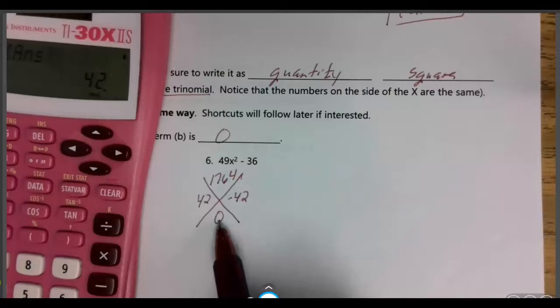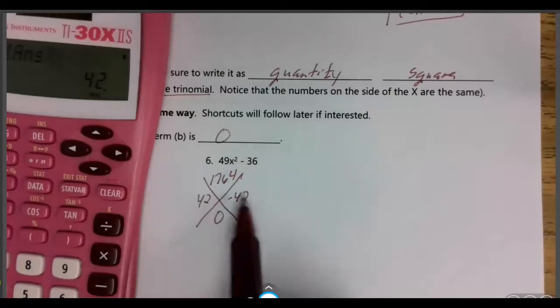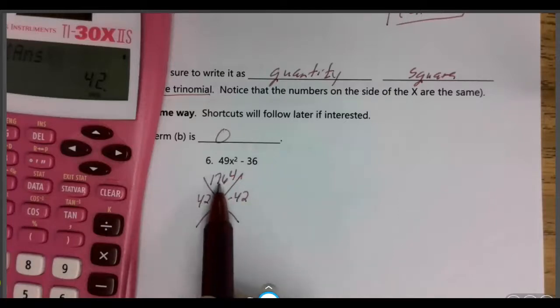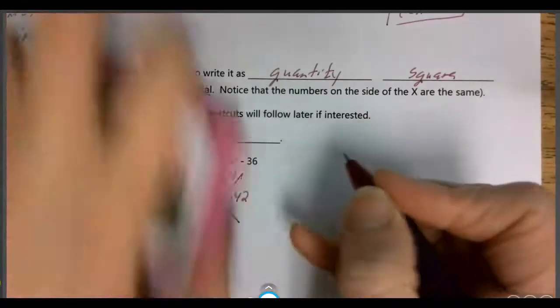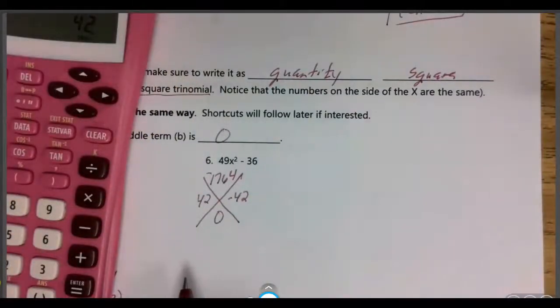If I add and I get 0, that means that these have to be the same number but opposite sign. Well, if that is true, that means this has to be a perfect square, because you have to be able to take a number times a number to get that. You get a negative. Whoops. Yeah, I can mark it over there. So I know my signs are different.